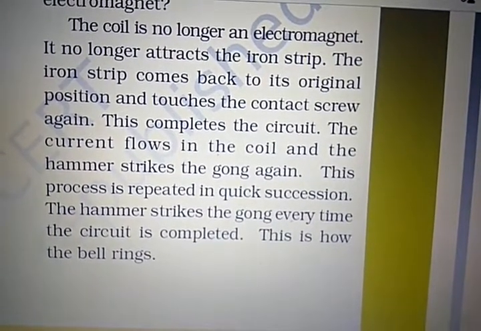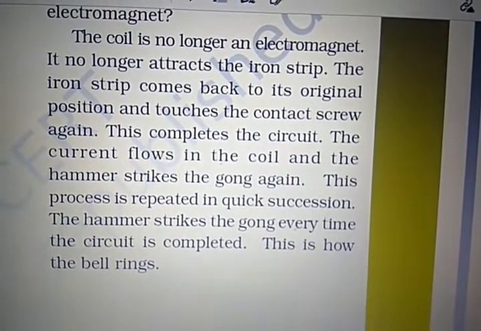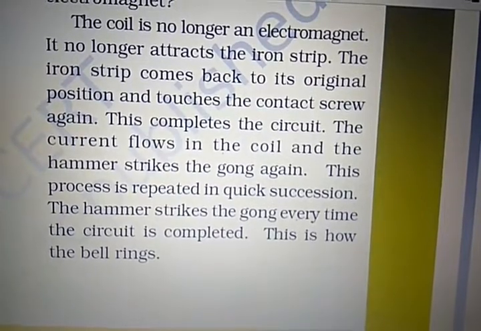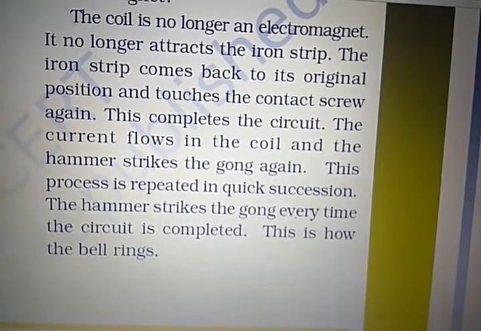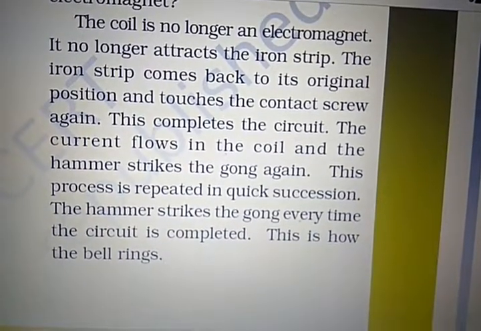The current flows in the coil and the hammer strikes the gong again and rings the bell. This process is repeated in quick succession. The hammer strikes the gong every time the circuit is completed. So this is how the electric bell rings.